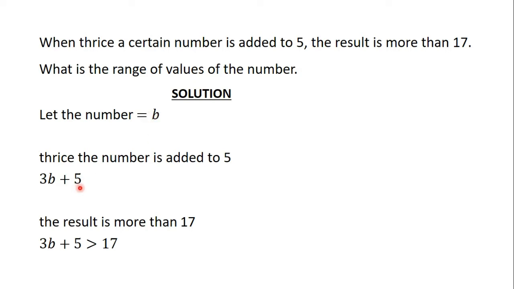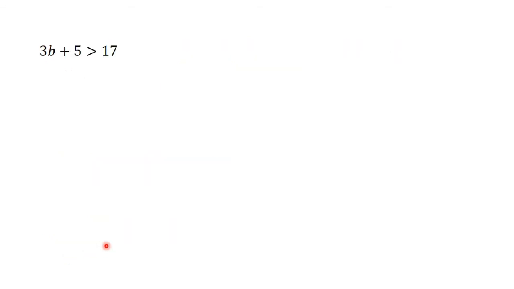Then the result is more than 17. The result is 3b plus 5. This result here is more than 17, which means that 3b plus 5 is greater than 17. So 3b plus 5 is greater than 17, as we have here. So we can now solve this. We know that 3b plus 5 is greater than 17.